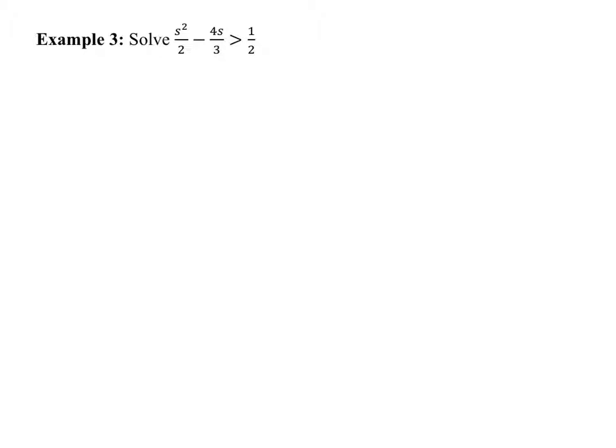You should not have to round, actually, right? Let's see. Well, what did you get? Negative 0.3 repeating as one of your roots or critical points? I'm going to multiply by 6 everywhere, giving me 3s squared minus 8s greater than 3.